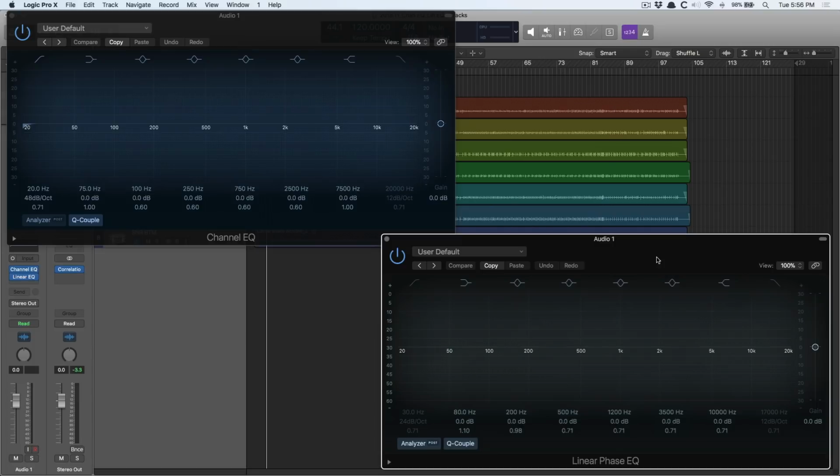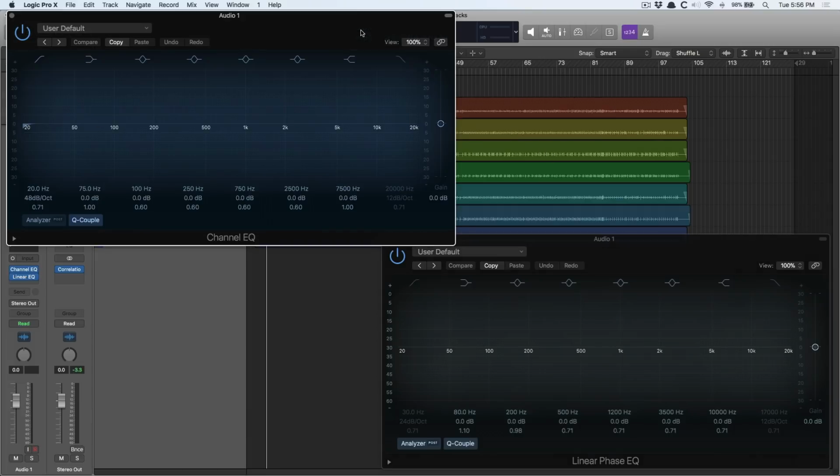Now, in Bob Katz's book, he gives the example of mastering a punk rock track. Now, punk rock obviously is a little rougher around the edges, a little gnarlier. So in that particular case, he said that he would choose something more akin to the channel EQ for EQing that particular mastering session because it's supposed to sound a little rougher around the edges. You wouldn't want to use something as smooth as linear EQ.